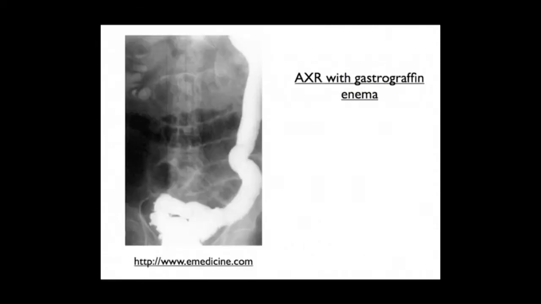And here's an abdominal x-ray with a gastrographin enema, as we said. You can see it coming up through the rectum, then around the sigmoid, and then up. I think there's probably an obstruction around the splenic flexure, but that's just an idea of what one of these looks like.